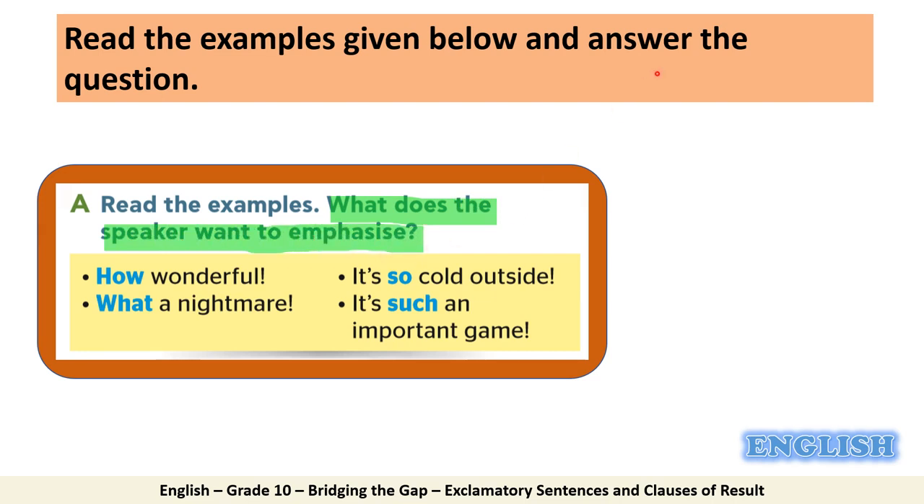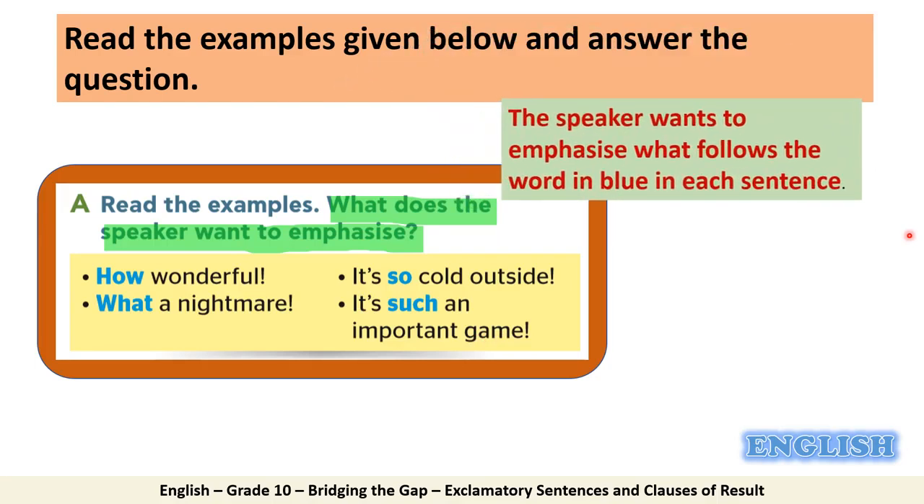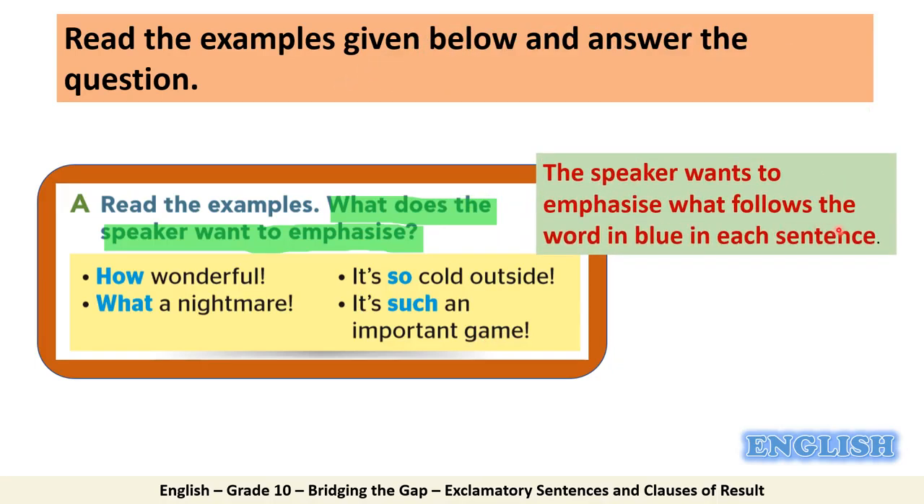In order to deduce the rules of exclamatory sentences, let's read the examples first. How wonderful! What a nightmare! It's so cold outside. It's such an important game. As you can clearly see, the speaker wants to emphasize what follows the word in blue in each sentence. Dear students, I want you to pause for a while and take down notes as you deduce the rules by identifying what follows the words in blue in each of these sentences.